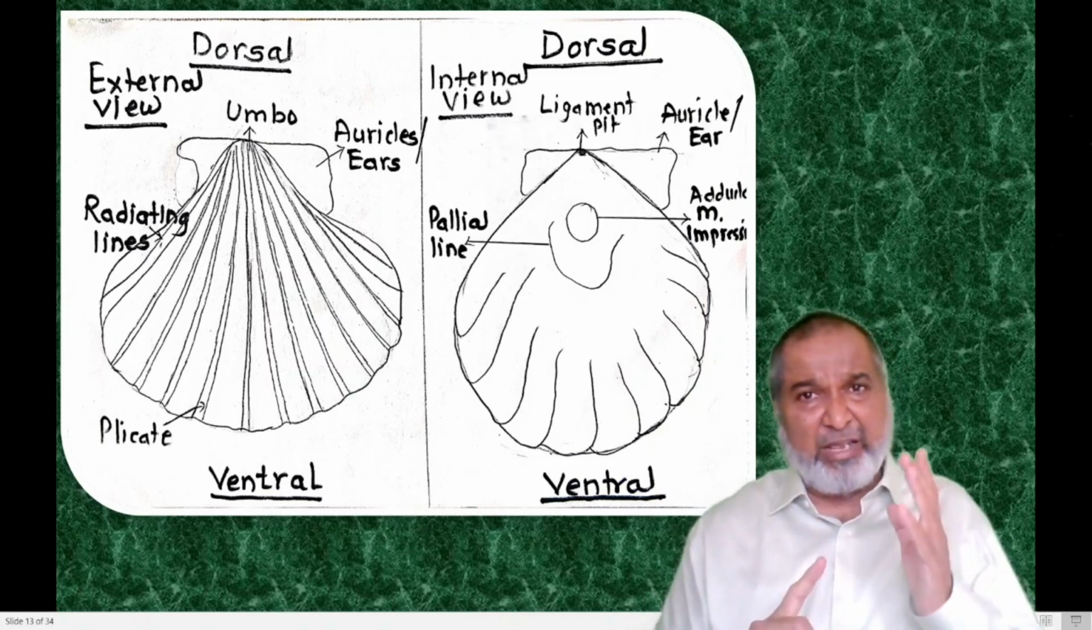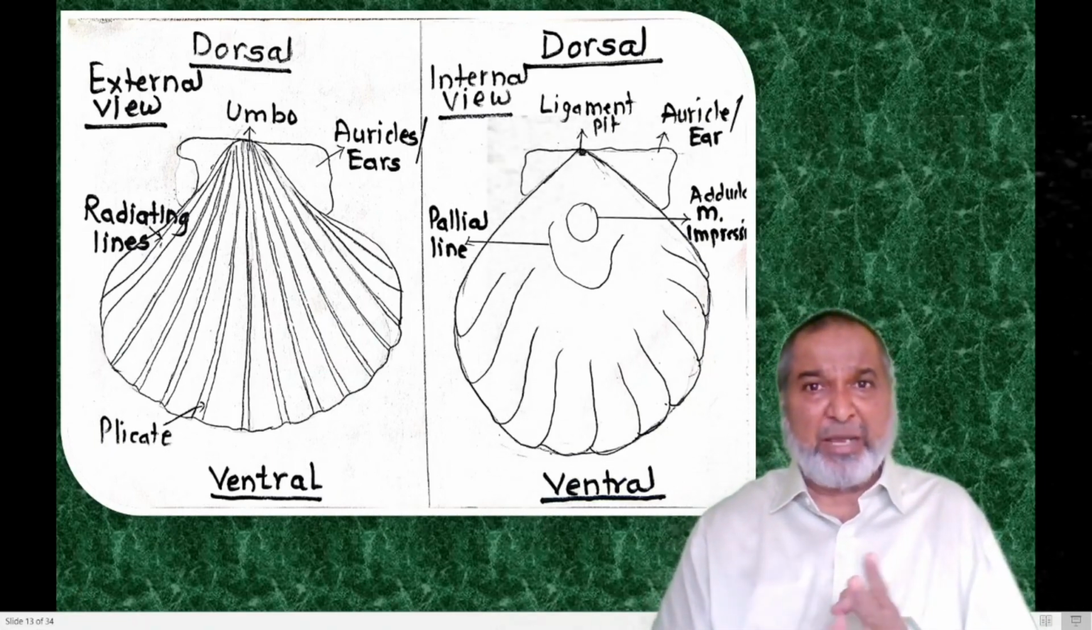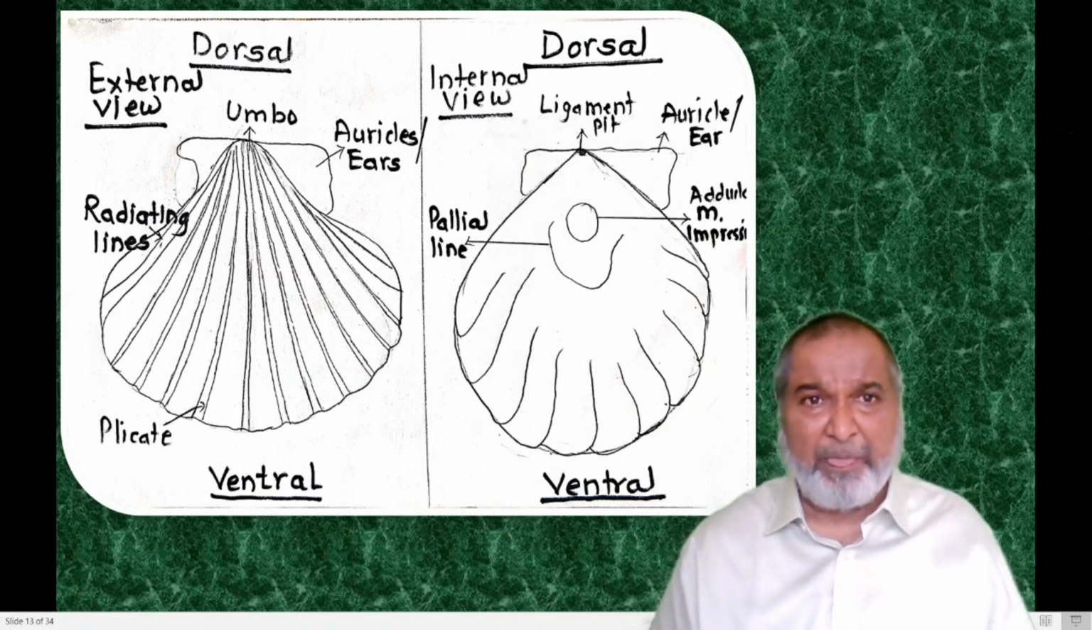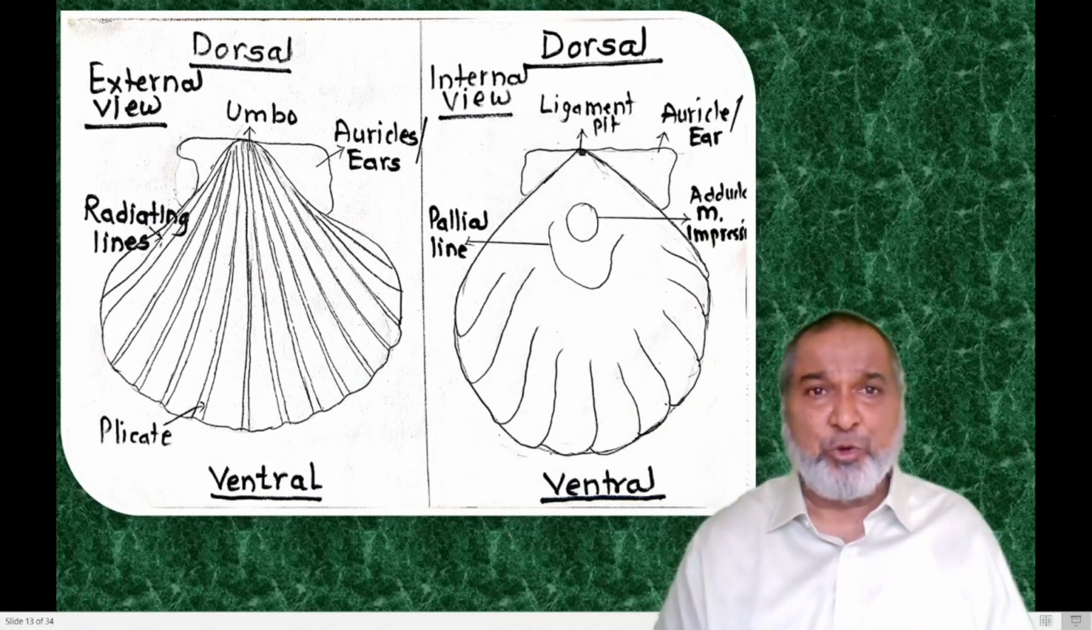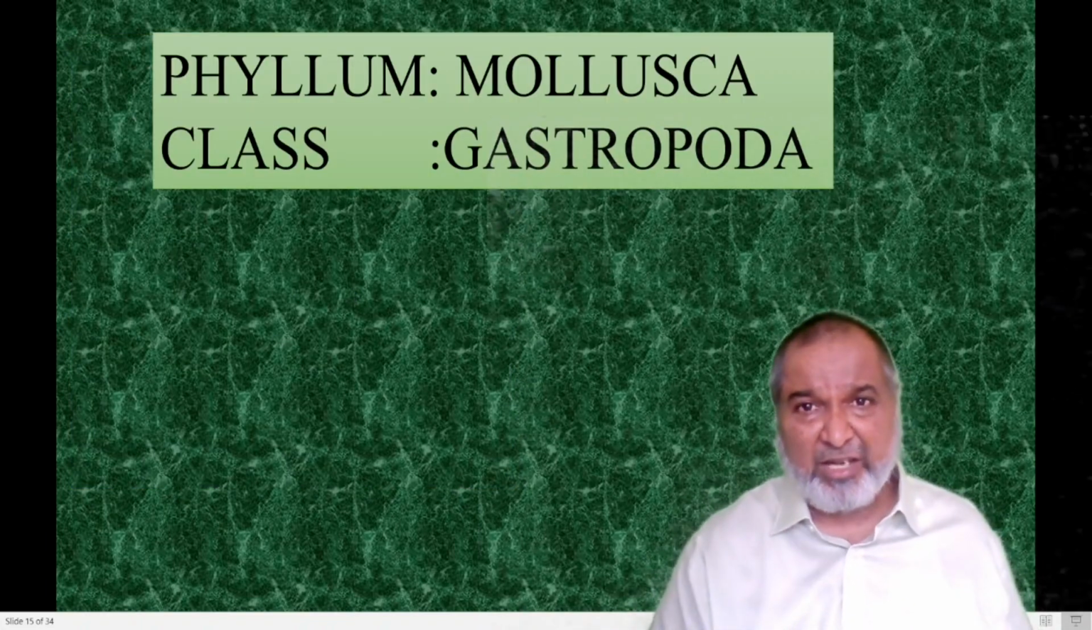Here we have seen three shells: Arca, Unio, and Pecten. These belong to phylum Mollusca, class Lamellibranchia, and genus Arca, Unio, and Pecten. Again you can see the radiating lines, the growth lines, which look very different. We can have ornamentations as well.